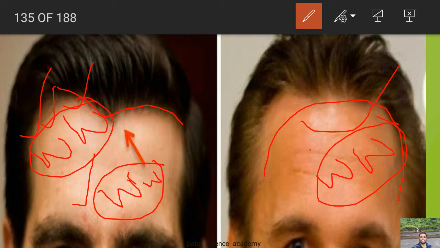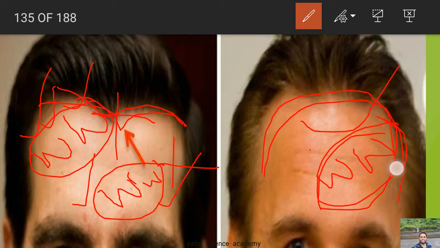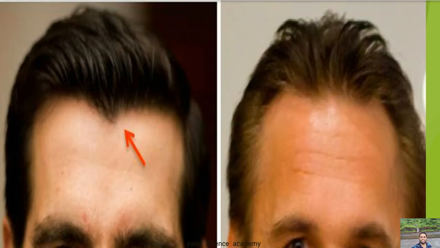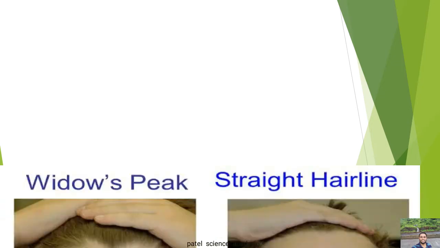If you are having this one too, so you will have this widow's peak in your body. If you don't have this type of pair in the dominant condition, if you are having small w recessive condition, you will have a straight line of your hair. So it is present in both male and female because genes are present in both.